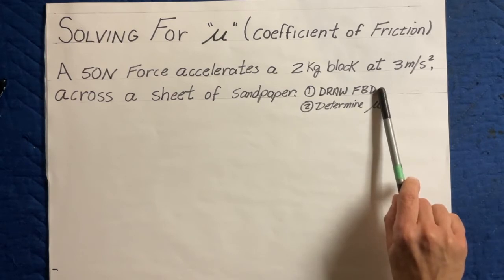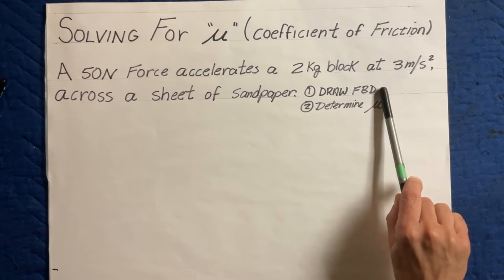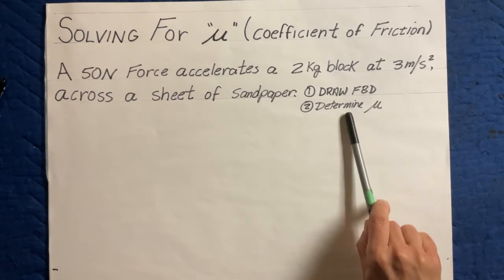Draw a free body diagram or force diagram showing all the forces acting on the block, along with any values that you know. Determine the value of the coefficient of friction.